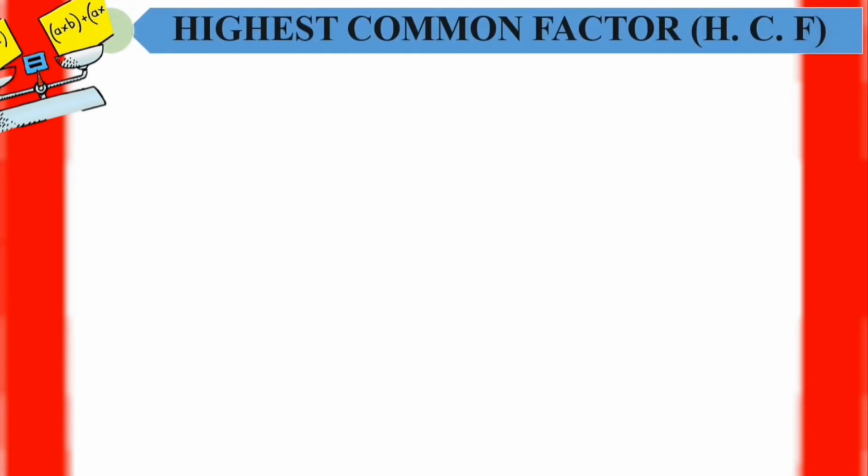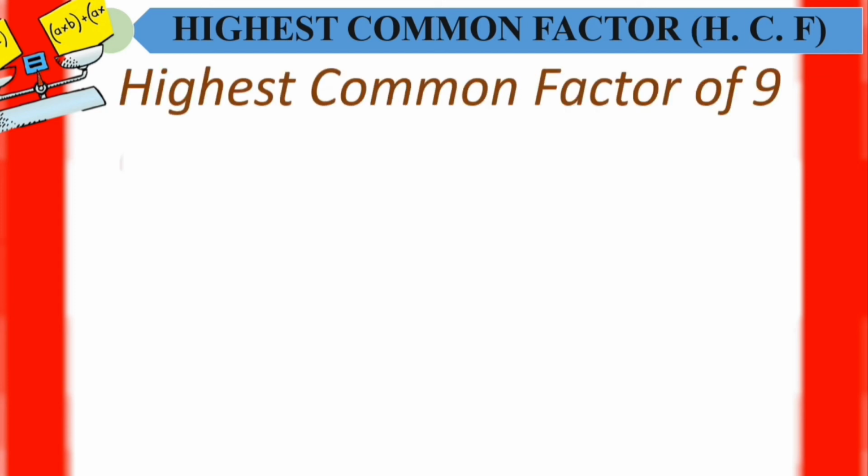Now, let's move on to learn something very important, and that is highest common factor. We can also call it H.C.F for short. What is highest common factor? Just like we said for lowest common multiple, highest common factor is the highest number that can divide 2 or more numbers with no remainder. Now, let's take a look at this example. Find the highest common factor of 9 and 12.